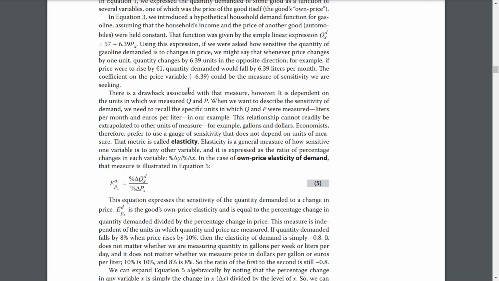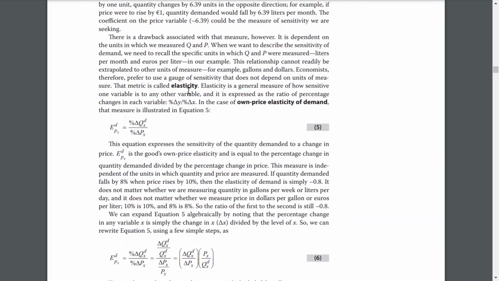When we want to describe the sensitivity of demand, we need to recall the specific units in which Q and P are measured, liters per month and euros per liter. In our example, this relationship cannot readily be extrapolated to other units of measure, for example, gallons and dollars. Economists therefore prefer to use a gauge of sensitivity that does not depend on units of measure. The metric is called elasticity.